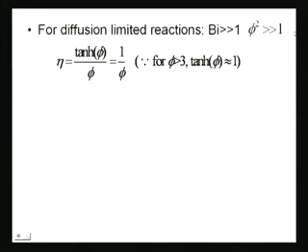So, if that is the case, what I find is pretty straightforward again. Phi square is much greater than 1, and we presume that phi square is greater than 9, say. If phi square is greater than 9, or in other words phi is greater than 3, then tanh phi equals 1. Okay. So, tanh phi is 1 for all phi larger than 3, right. So, you can put that over here, and what you find is eta goes as 1 over phi. Eta is inversely proportional to phi, the square root of the intrinsic Thiele modulus.